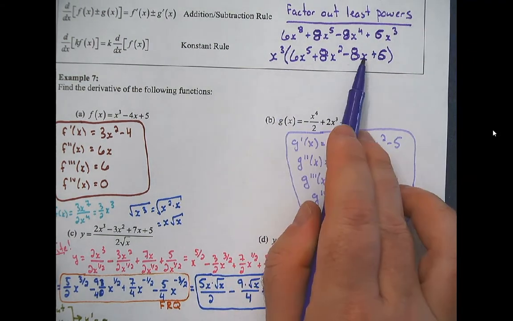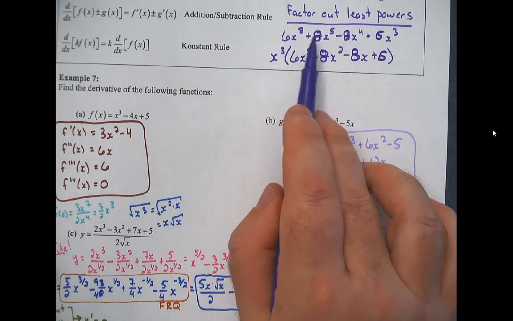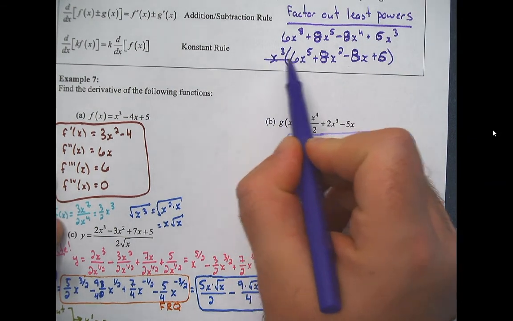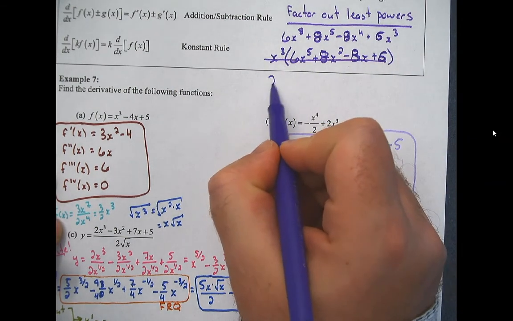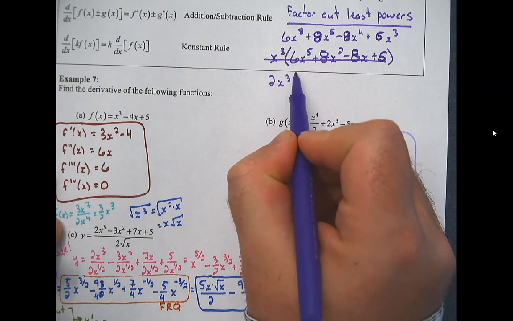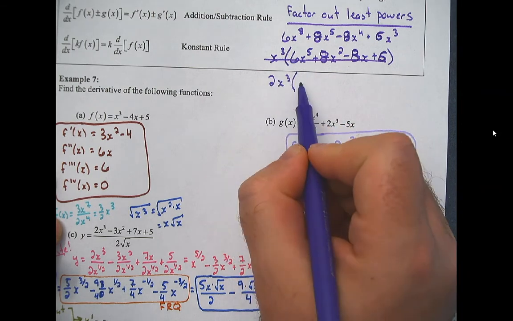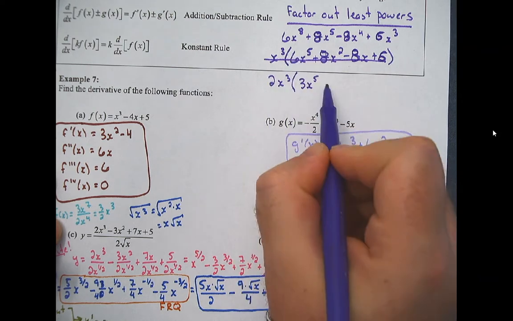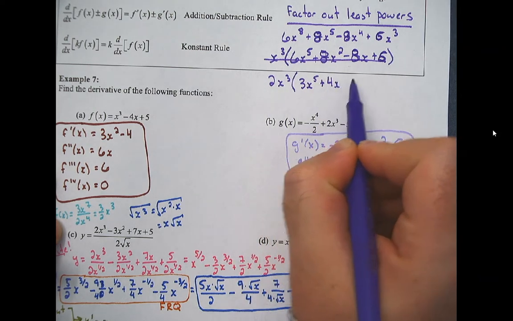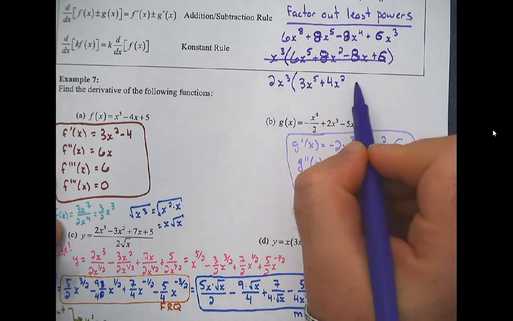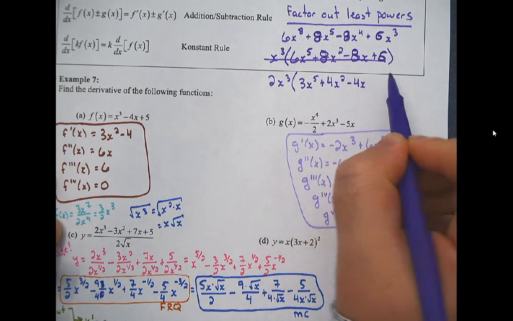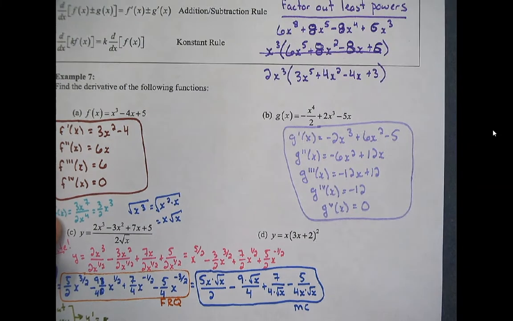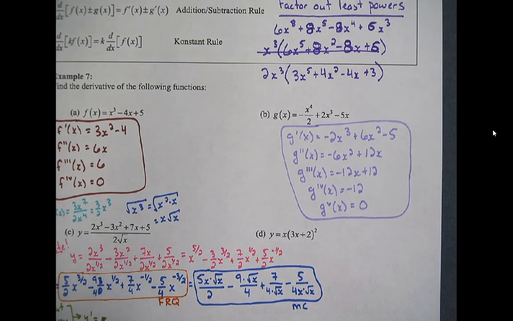What could I have also taken out at the same time? If this is a 6, an 8, an 8, and a 6, I could also factor out a 2. So I'm going to take out that 2, x to the 3rd. I divide out a 2, that leaves behind a 3x to the 5th. Divide out a 2, that leaves behind a 4x to the 2nd. Divide out a 2, that's a negative 4x. Divide out a 2, that's a positive 3. I wish I would have picked a better example, but we're going to have to go back and think about it.